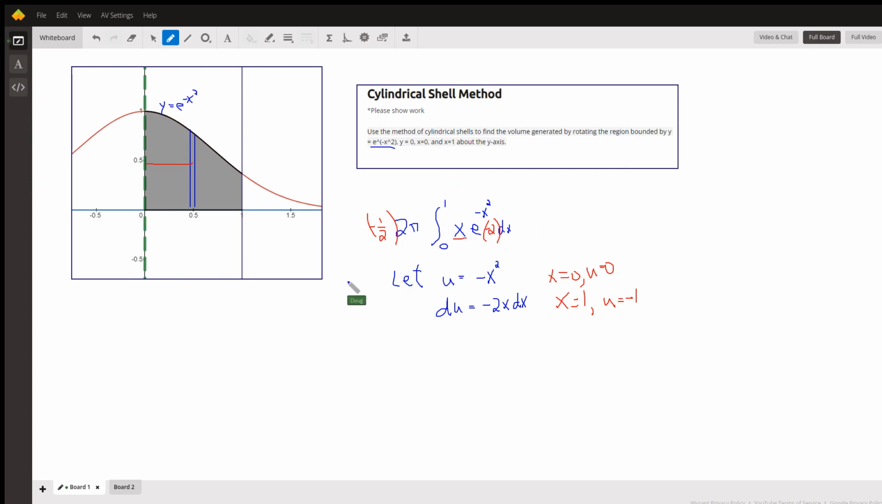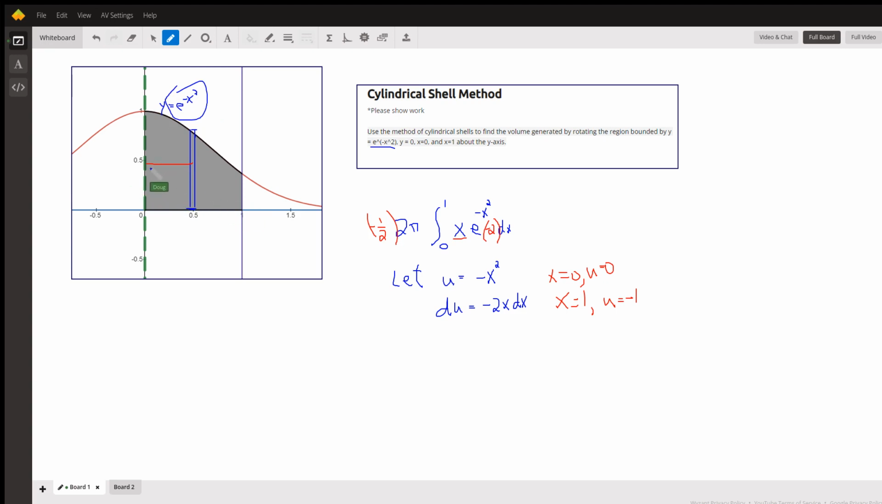Okay, so using the cylindrical shell method, these blue lines are modeling a typical cross-section of the cylindrical shell. And the height of that shell is e to the minus x squared, take away the y coordinate at the bottom, which is 0. So this is just the height of every shell for every x between 0 and 1.